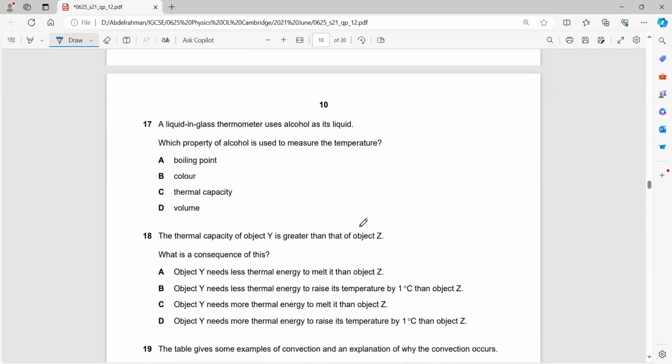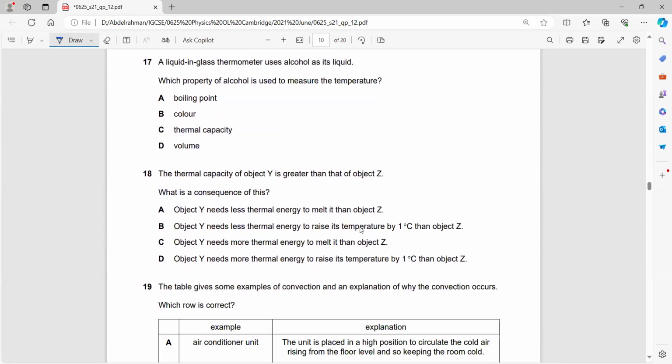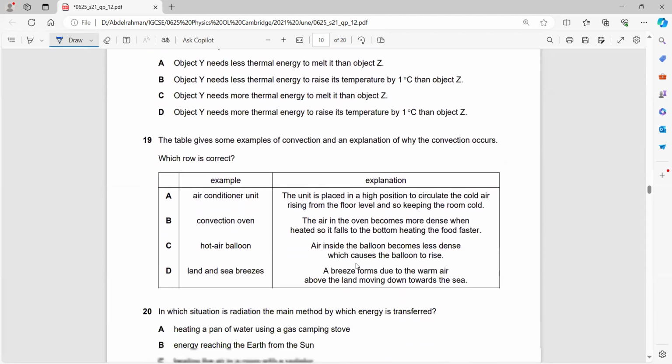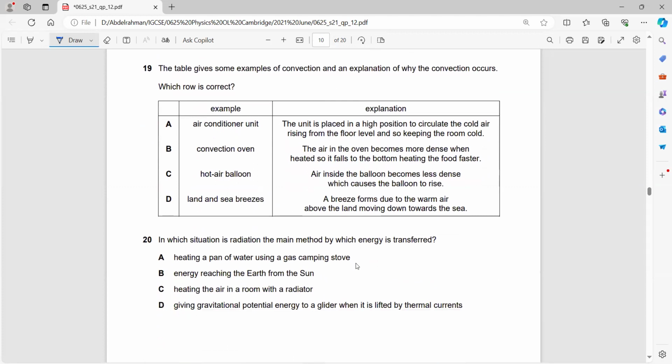In glass thermometer, this is cancelled. Okay. Thermal capacity, this is cancelled. Okay. 19. Which row is correct?